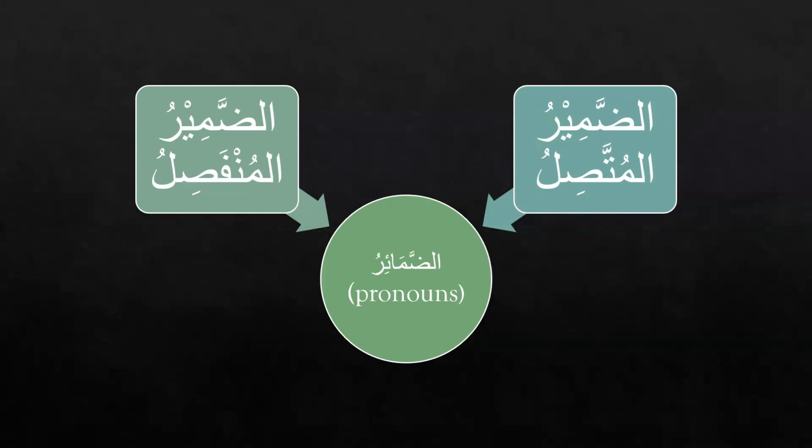Then we learned about the two types of damair, ad-damir munfasil and ad-damir muttasil. And you already know about them. What are these two? Ad-damir munfasil are the detached pronouns, and ad-damir muttasil are the attached pronouns. And we are going to learn two more types of damair, inshallah.